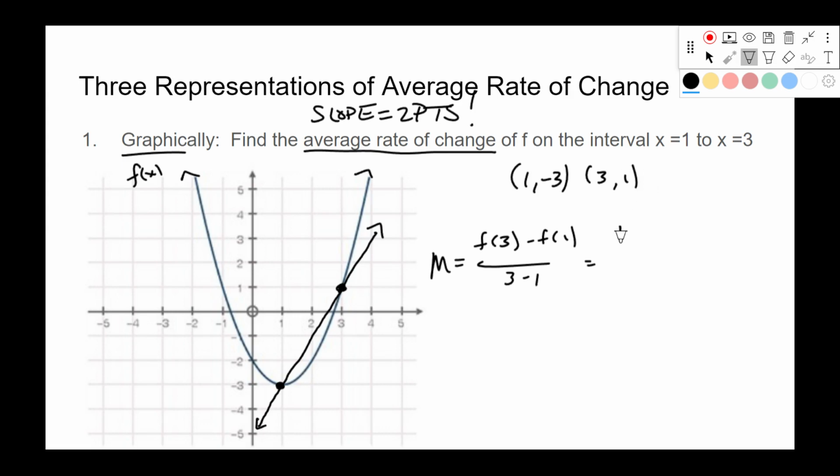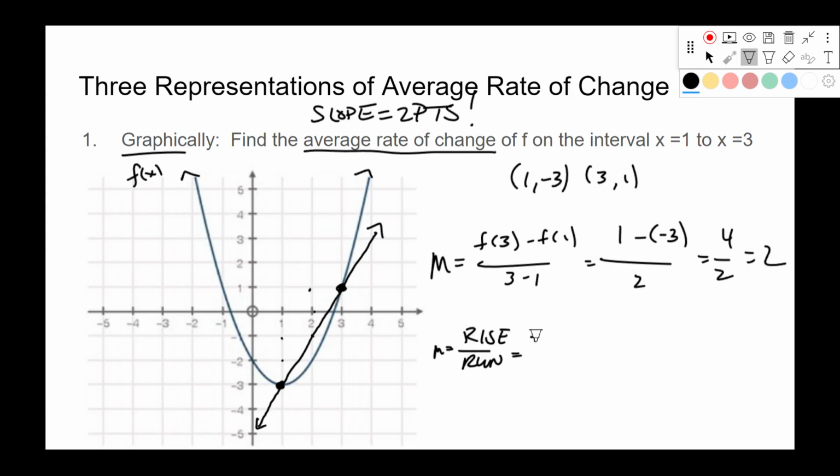So f of 3, that's 1. f of 1, that's negative 3, over 2. So that's 4 over 2. The slope is 2. And this is a graph, and there's a grid. You could count what's the slope of this line that I drew from this point. 2 up, 1 to the right. Rise over run.